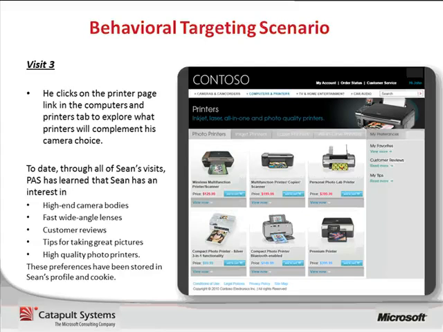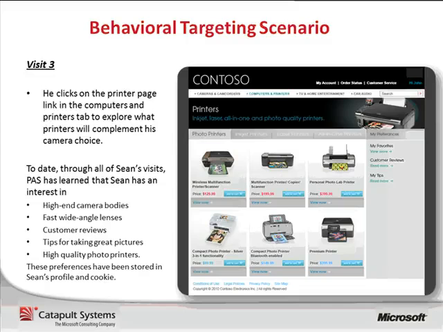So at this point, what PS knows about Shane is that he's looking for a high-end camera body with 12 megapixels or higher, and he's looking for fast wide-angle lenses. He would like to read reviews as well as provide reviews. He's interested in tips for taking great pictures, and he's interested in high-quality photo printers. This is stored in his profile and cookie.